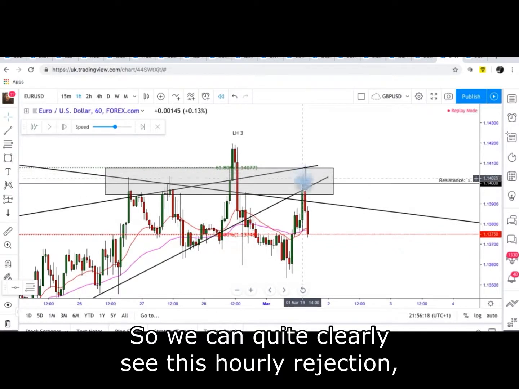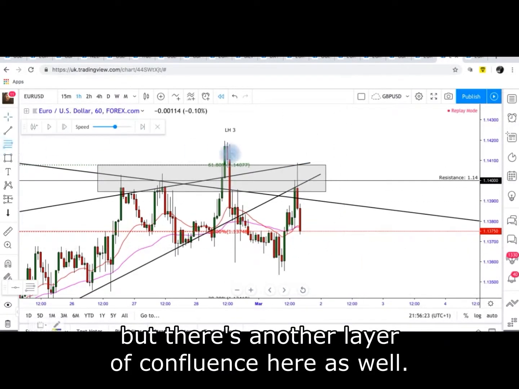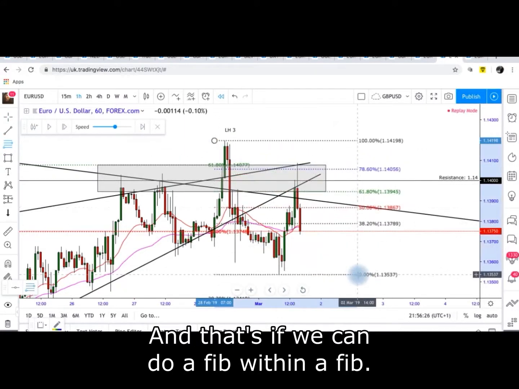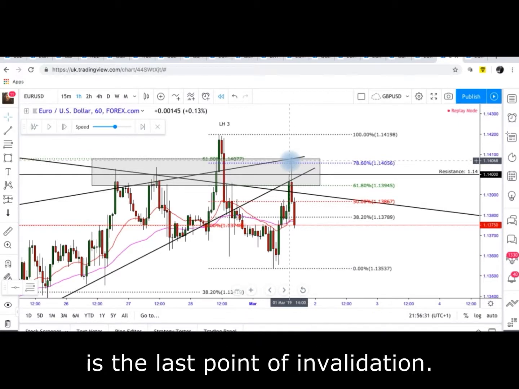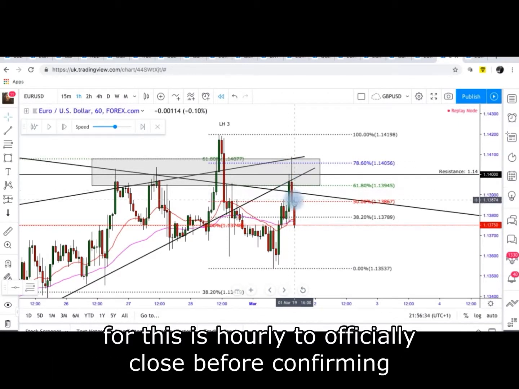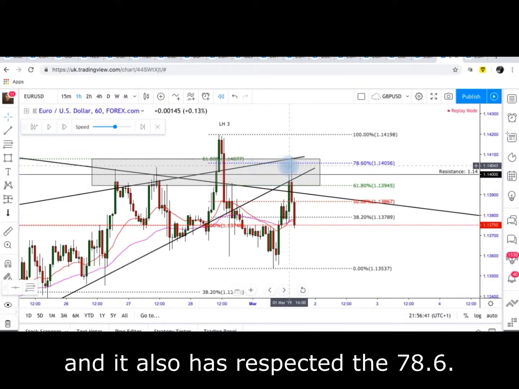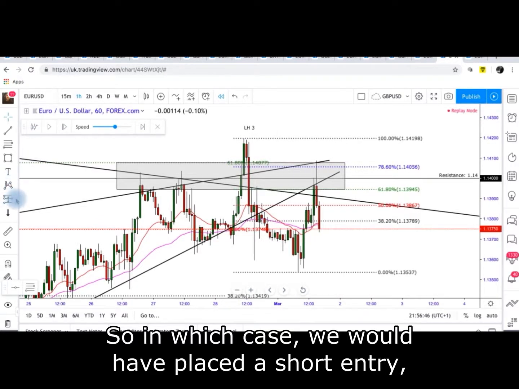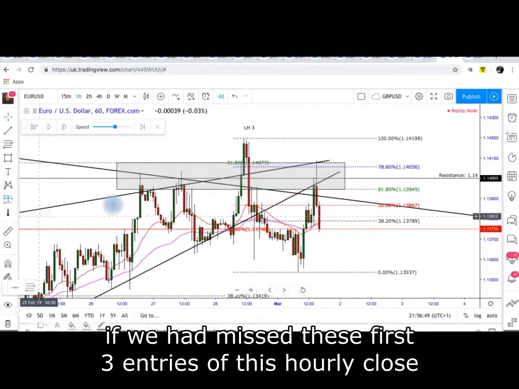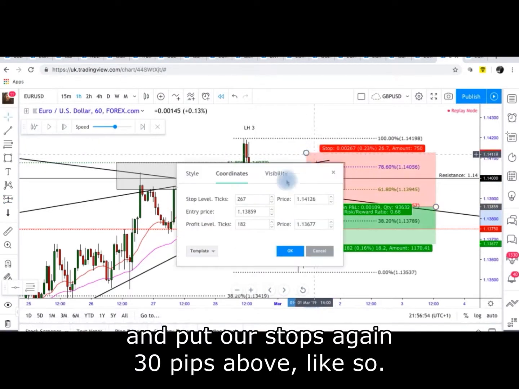So we can quite clearly see that this hourly rejection, if we wait for this hourly rejection, we could just come straight off this. But there's another layer of confidence here as well, and that's if we can do a fib within a fib. Now, like I've said to you before, the 786 is the last point of invalidation. So therefore we would have had to wait for this hourly to actually officially close before confirming that price has indeed respected the counter trend line and it also has respected the 786. So that's quite obvious. So in which case we would have placed a short entry if we'd missed these first 3 entries off this hourly close and put our stops again 30 pips above.